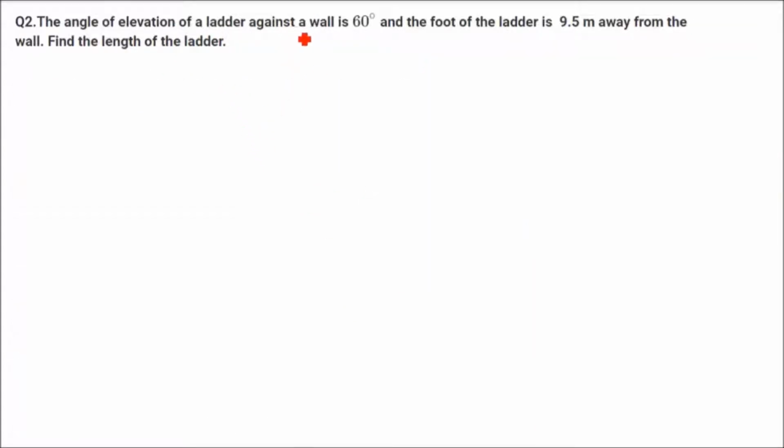The angle of elevation of a ladder against a wall is 60 degree. So let us make a wall and a ladder. This is a wall, this is a ladder, and the angle of elevation is 60 degree. The foot of the ladder is 9.5 meter away from the wall. Find the length of the ladder.